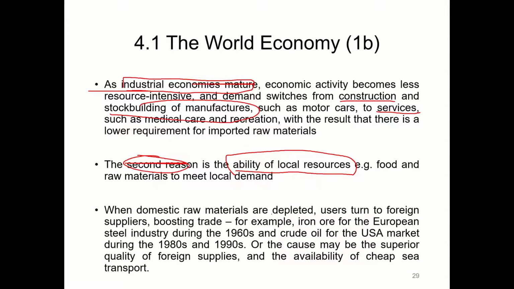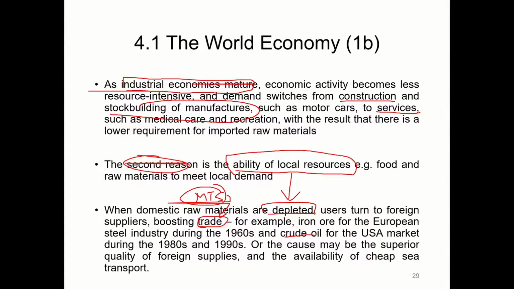So when domestic raw materials are depleted, users turn to foreign suppliers, and this will boost trade. If it boosts trade, it will affect the demand for maritime transport services, because maritime transport is a derived demand from trade. For example, iron ore for the European steel industry during the 1960s. Before the 1960s, the European steel market relied very much on their own country's raw materials. After 1960, because there was a huge increase in the production of steel, the European market also started importing raw material for the production of steel. And this boosts trade and therefore demand for maritime transport services.